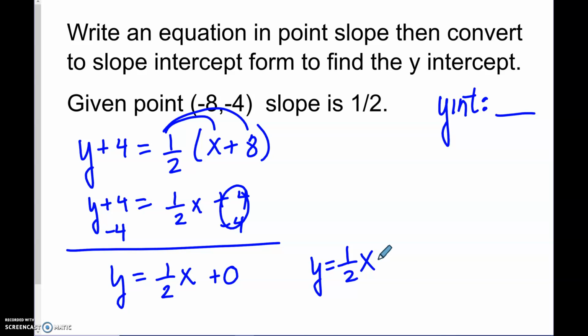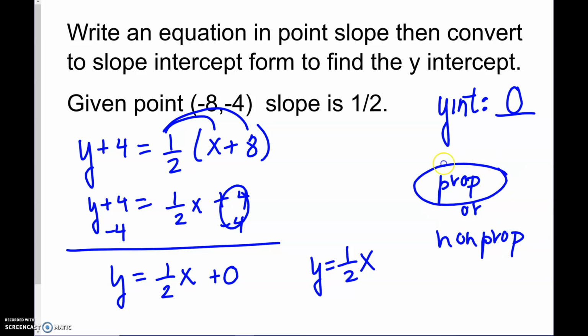Now, what is the y-intercept? The y-intercept is 0, which means this is going through the origin. So, is this equation proportional or non-proportional? Okay, and this one is proportional because it's going through the origin.